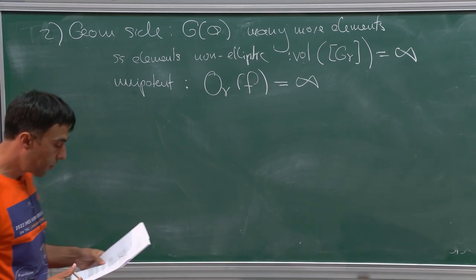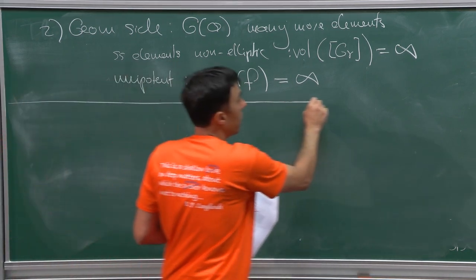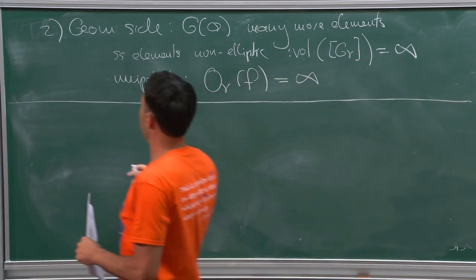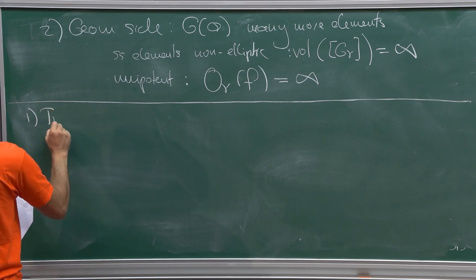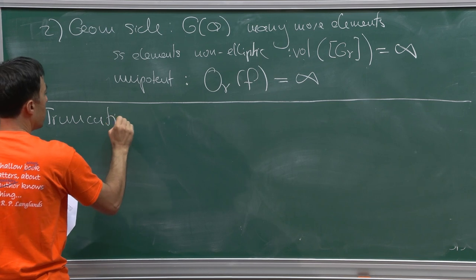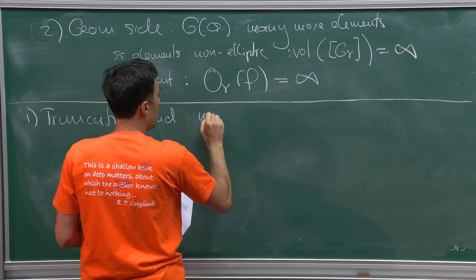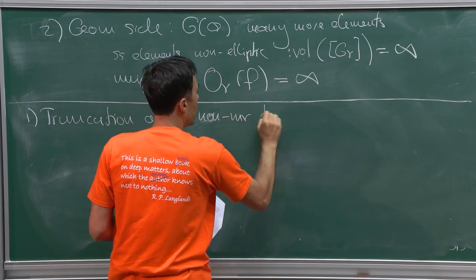I'm not going to repeat the formula because it takes a little bit of time to write, but instead I'm going to now go into what happens when you do the integration. So this is truncation, and that leads to the non-invariant trace formula.